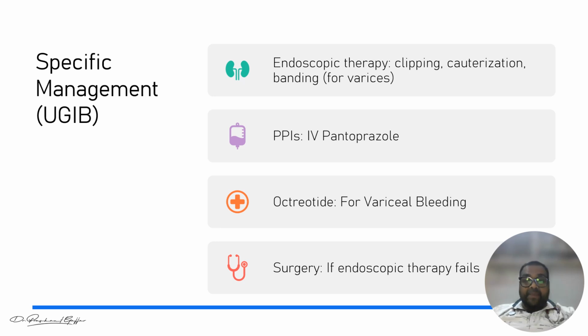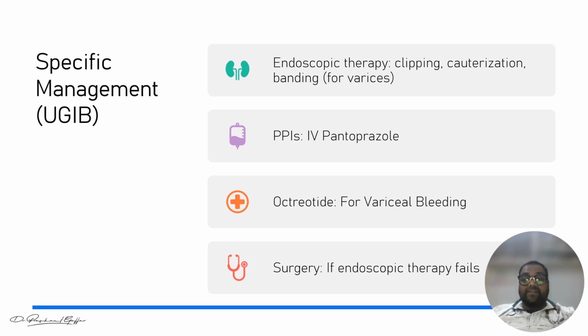Second, these are the PPIs, proton pump inhibitors. We give IV pantoprazole. Then if variceal bleeding is there, we can give octreotide. This is the medicine for variceal bleeding. And if endoscopic therapy fails, then we have to do an open laparotomy and perform surgery. These are the specific management for upper GI bleeding.